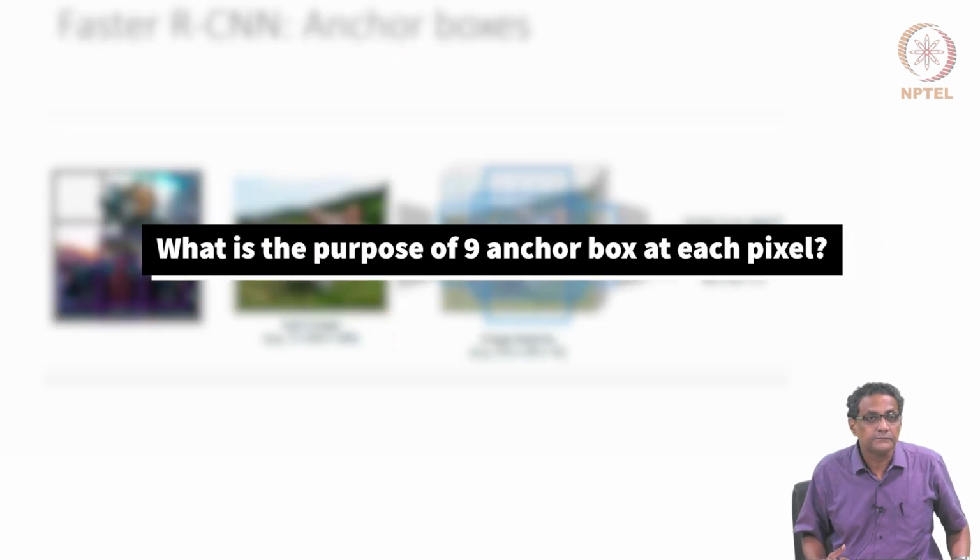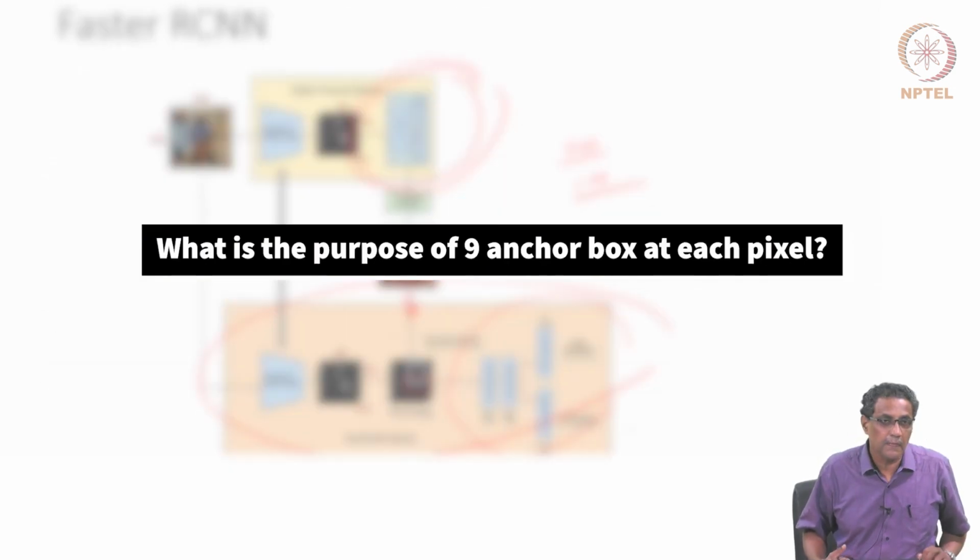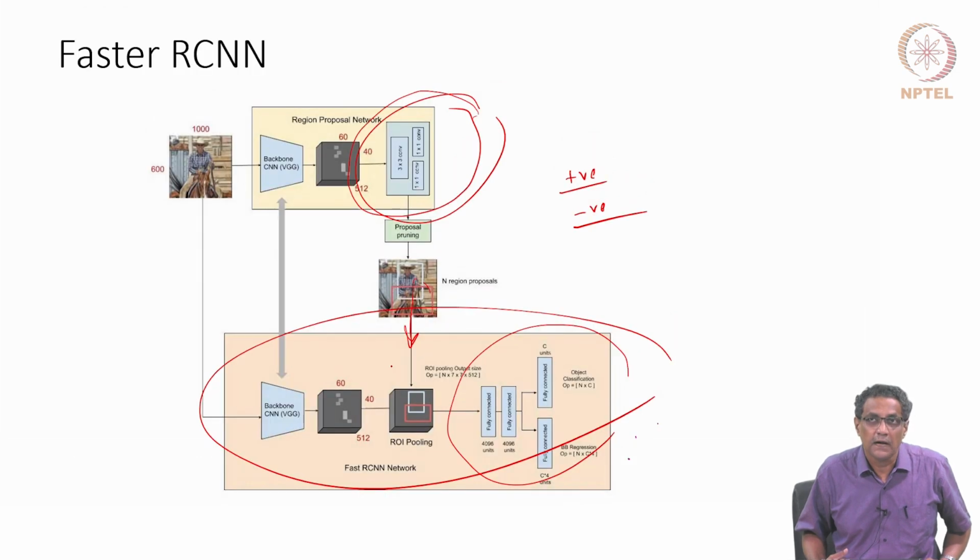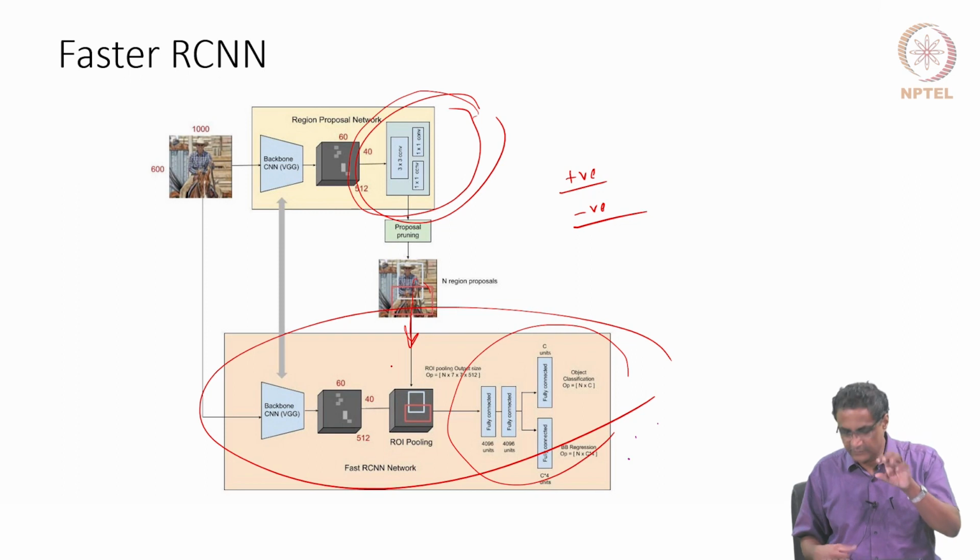You said that at each pixel there are 9 anchor boxes. Yeah, at each pixel there are actually 9 anchor boxes, correct. I'm not able to get a proper sense of that. What is that exactly?